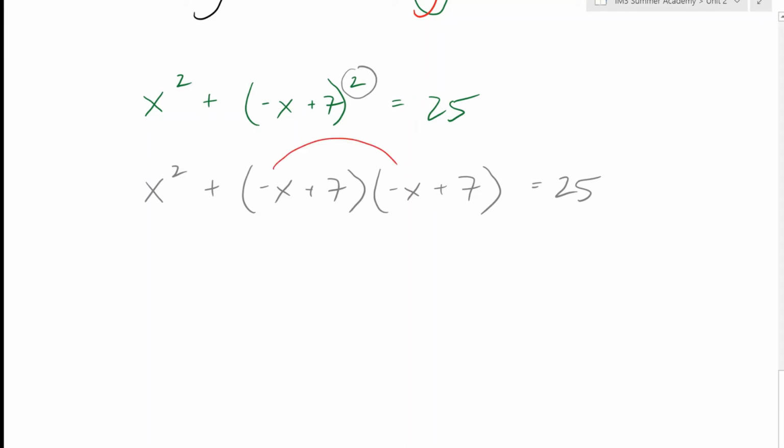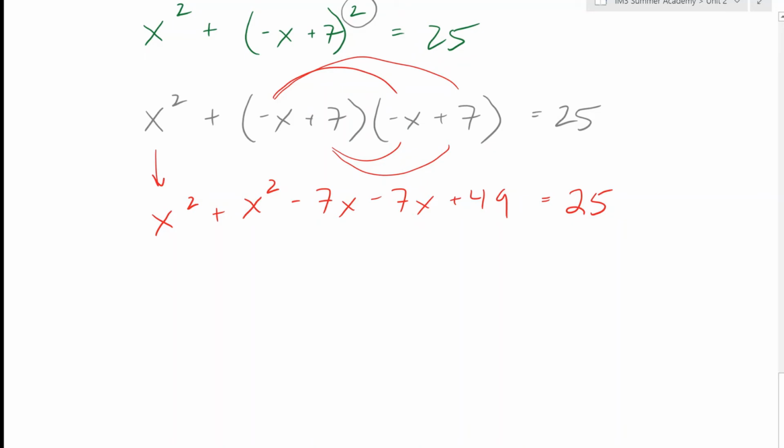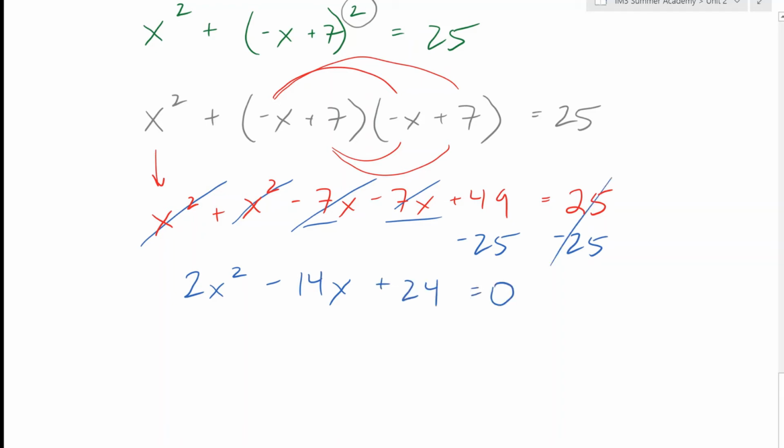Now we'll go ahead and multiply it out. Negative x times negative x is a positive x squared, and negative 7x plus 49 equals 25. Still have this x squared in the front. All right, combine like terms. The x squared and the x squared go together. That makes a 2x squared. These go together, make a negative 14x. And subtract the 25 over. That will give us a plus 24 equals 0.